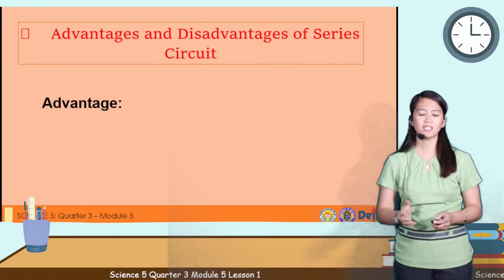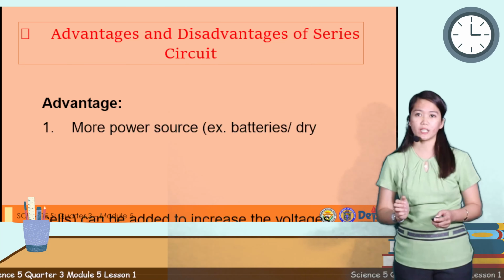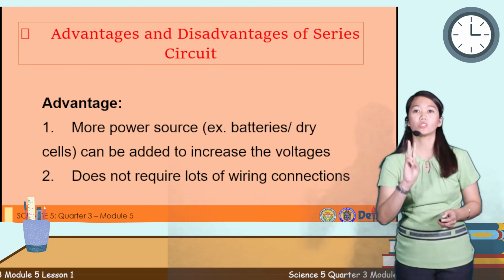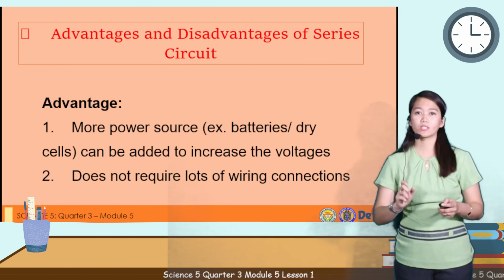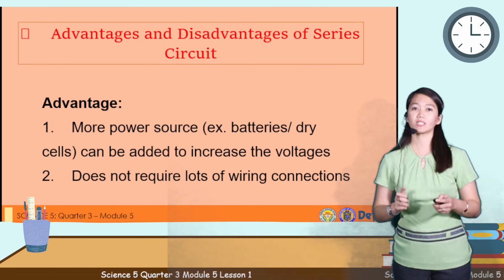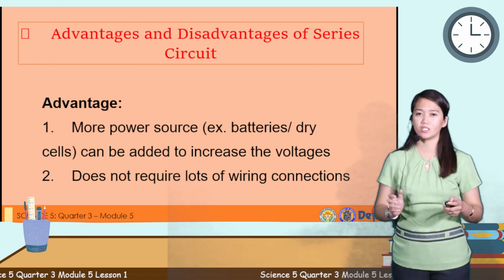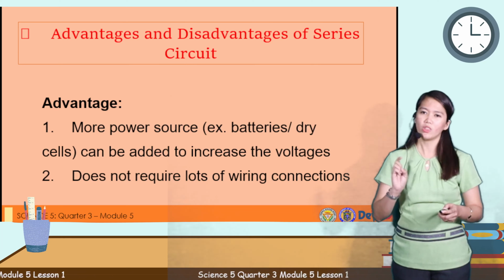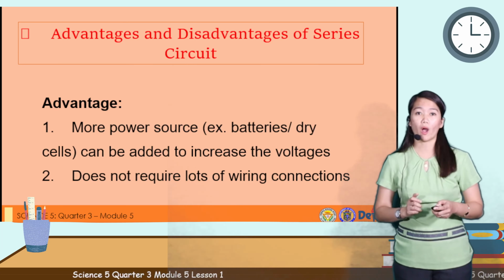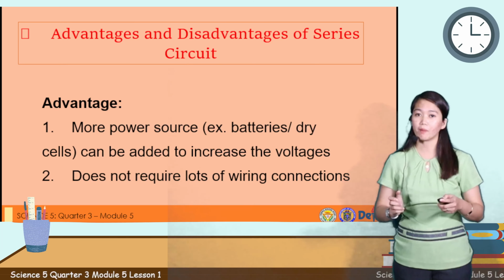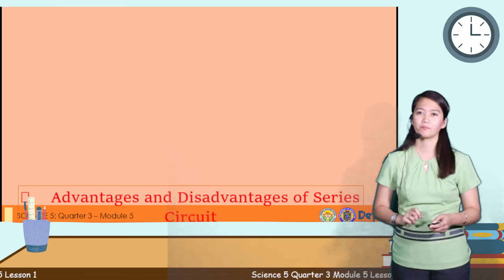Okay, now let us discuss the advantages of a series circuit. So we have two advantages. Number one, more power source. Example, batteries or dry cells can be added to increase the voltage. Number 2, it does not require lots of wiring connections. Why? Because there is only one or a single path.